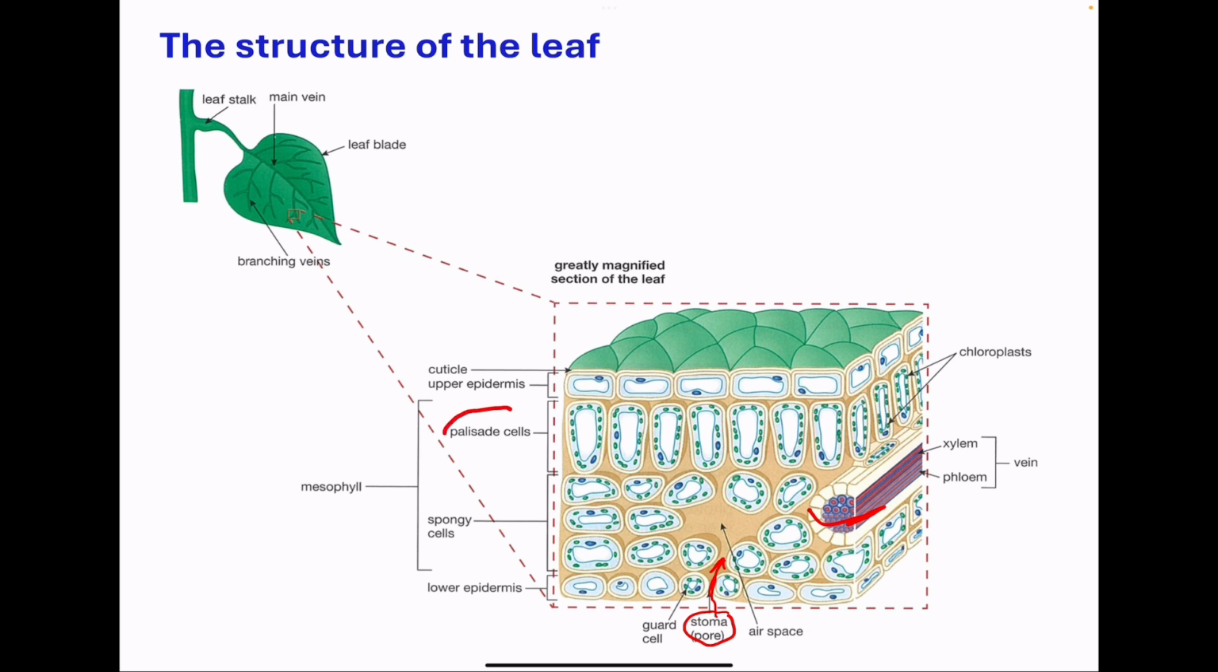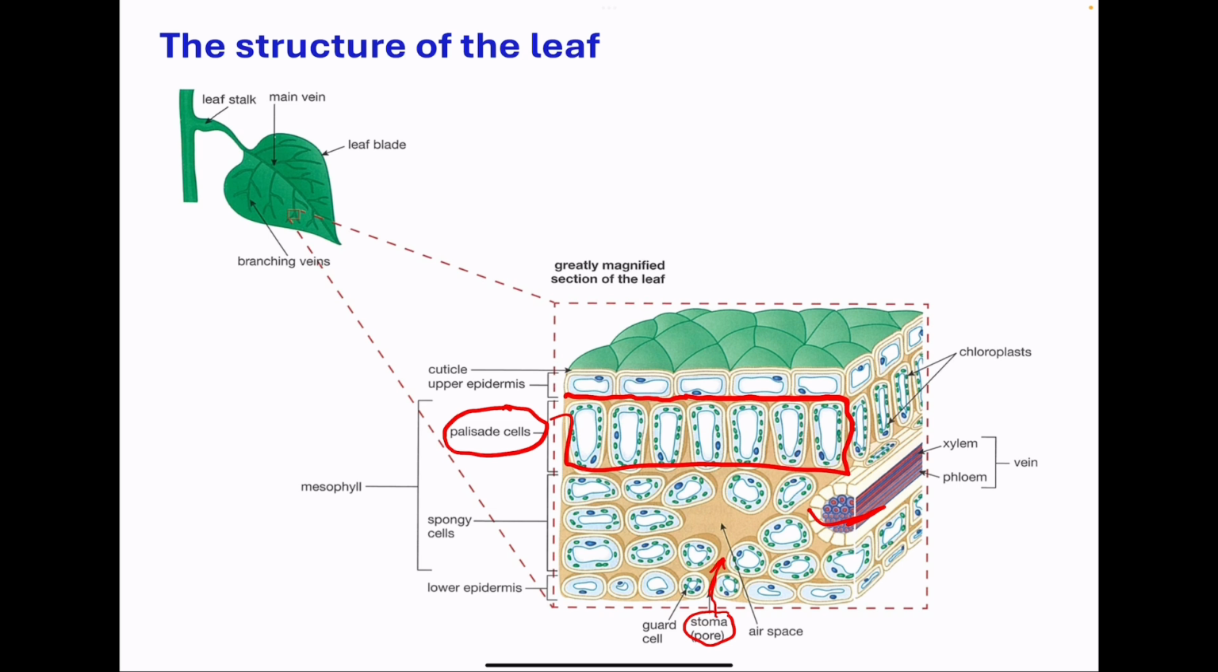Next, we go to the palisade cells. These ones here, we can see they're aligned in a way closer to the surface of the upper epidermis in order to maximize absorption of sunlight. They are made up of narrow and long cells that contain numerous chloroplasts, and that means a lot of chlorophyll is contained and a lot of sunlight is going to be trapped.